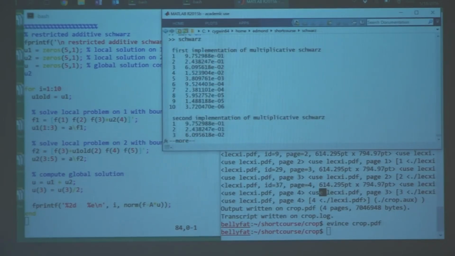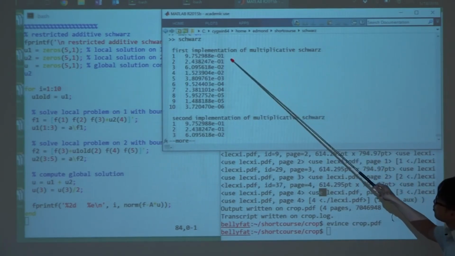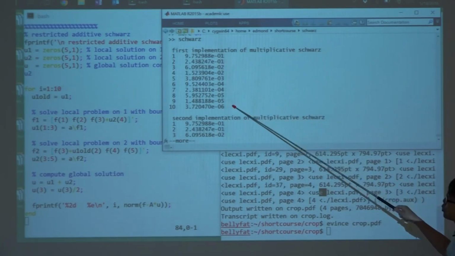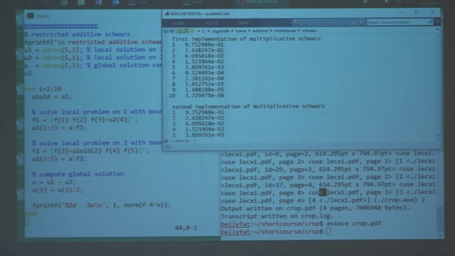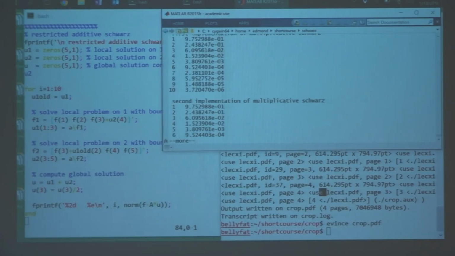Okay. So here is the first implementation of multiplicative Schwarz. These are the residuals. You can see that they're converging. It's a very small problem, so 10 steps is maybe a lot. And then for the second implementation of multiplicative Schwarz, you can see that the iterates are exactly the same. So it shows that the implementations are equivalent.